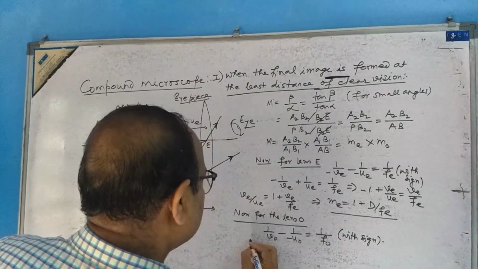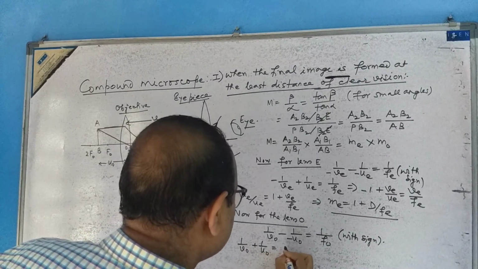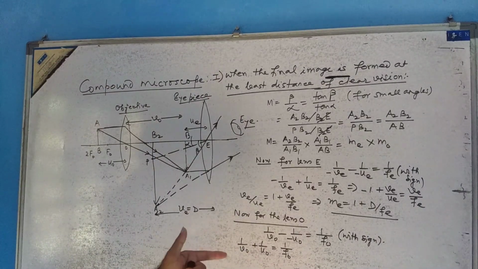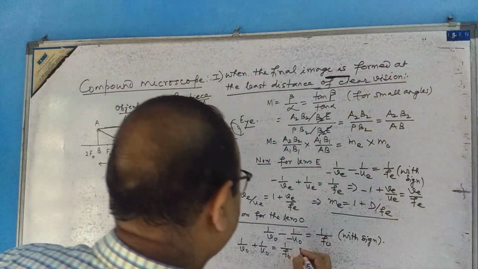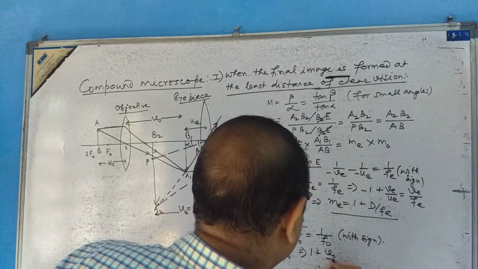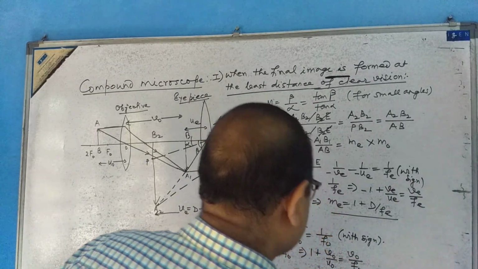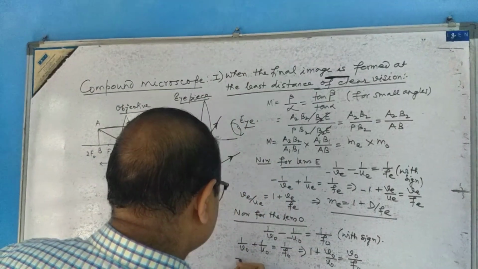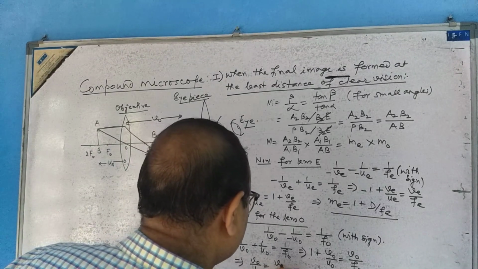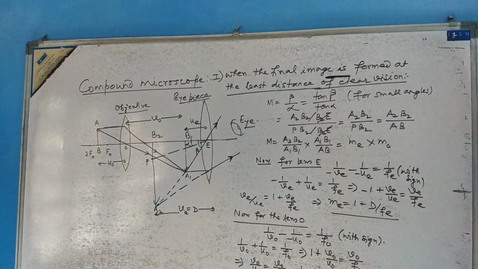So we can write 1 by VO plus 1 by UO is equal to 1 by FO. Alright. Multiply both sides by VO. Multiplying both sides by VO, how much we shall get? 1 plus VO by UO is equal to VO by FO. It means what we get? VO by UO is equal to VO by FO minus 1. Look, this we are getting.